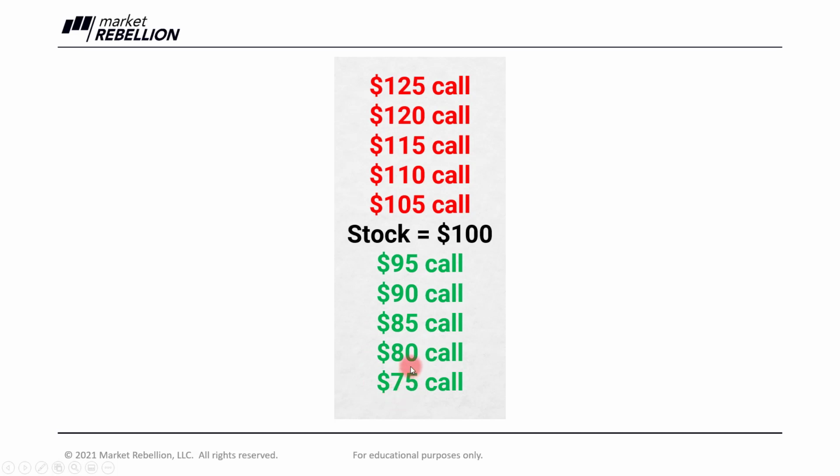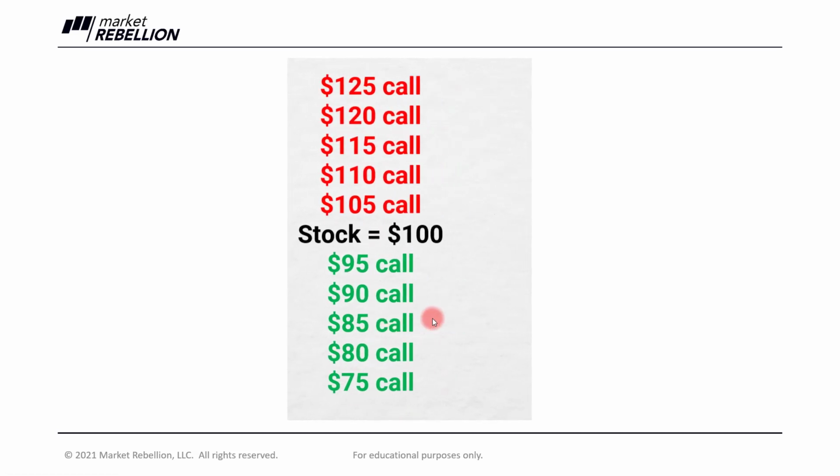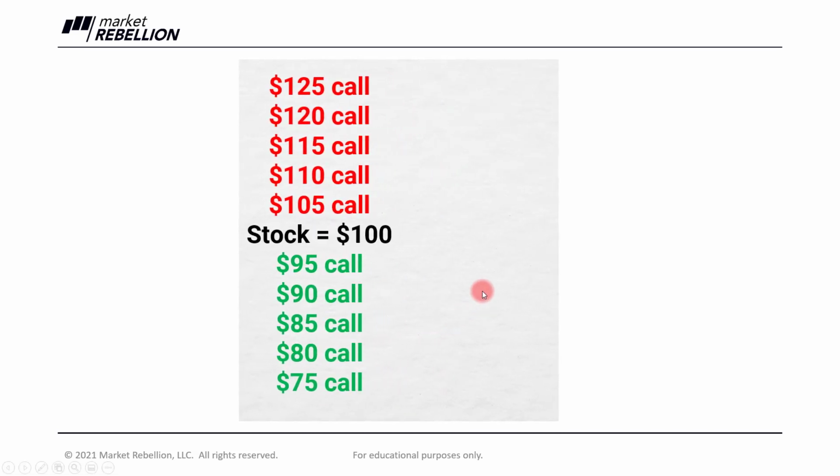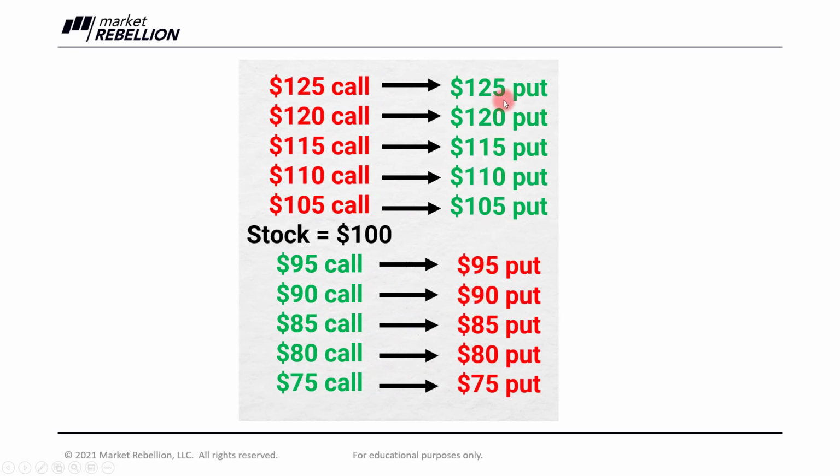Now, it's also important to understand that for every single call option, there is a corresponding put option. So again, this is what we call the corresponding puts. So if there is a 125 call, there's absolutely going to be a 125 put. If there is a 90 put, there is absolutely going to be a 90 call, and so on.